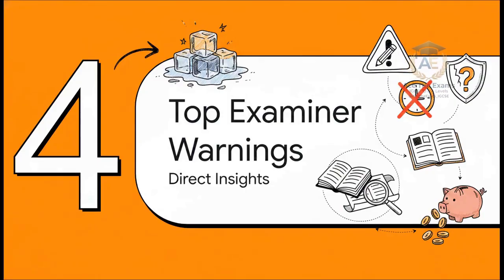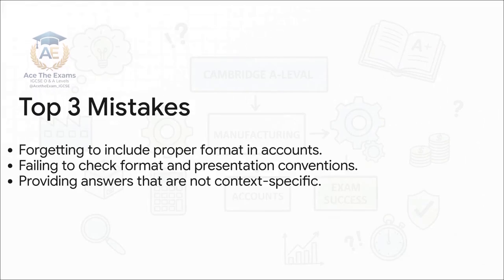Section 4. The top 3 examiner warnings. These are direct, unfiltered insights from the principal reports. Okay, back to our visual workshop. This is visual question number 2, spot the flaw. I am pulling up a poorly written, completely flawed student answer on the board right now. I want you to look at it and find the 3 critical errors before I highlight them.